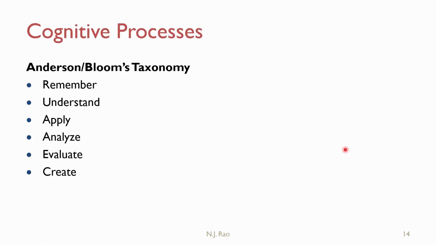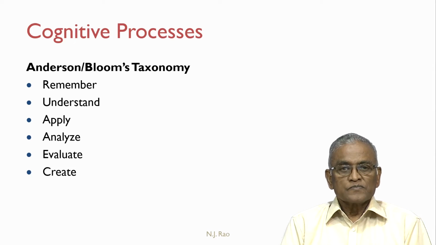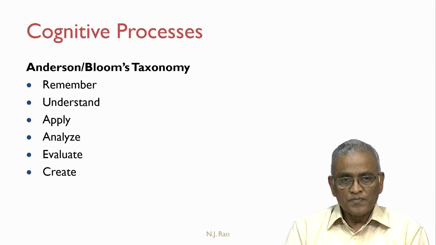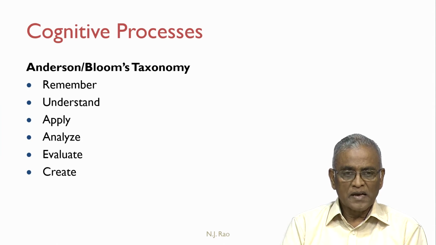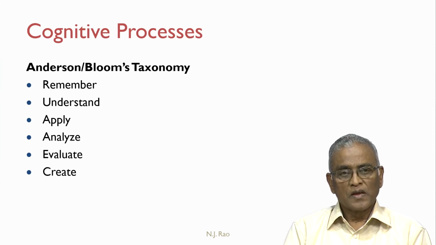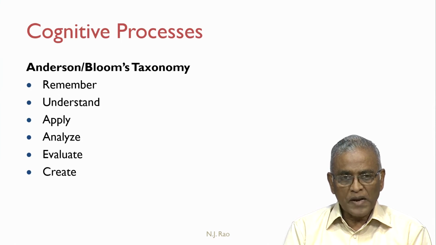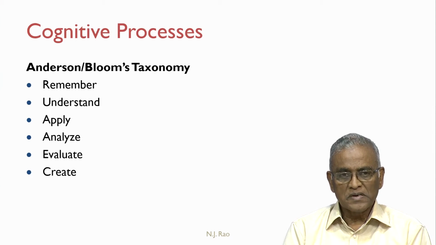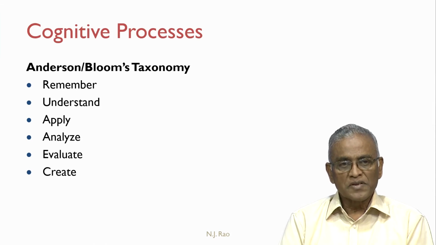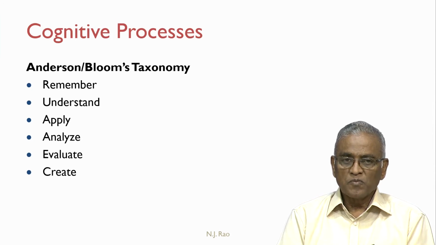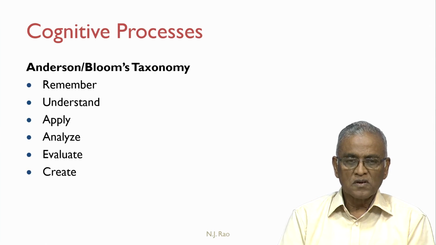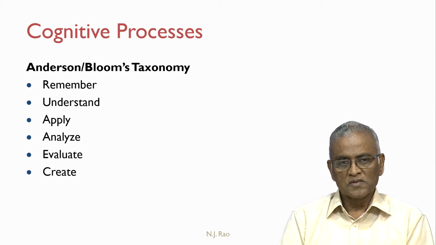Now, the cognitive processes as proposed by Anderson and Bloom are remember, understand, apply, analyze, evaluate and create. As you can see, these are practically action verbs. They are representative of action, because outcome is what the student should be able to do. So, what is the doing? You are remembering, understanding, applying, analyzing, evaluating and creating. This is what you are doing. So, these really represent action verbs.